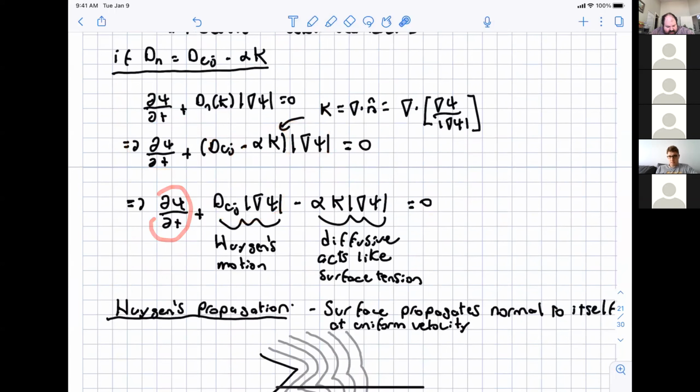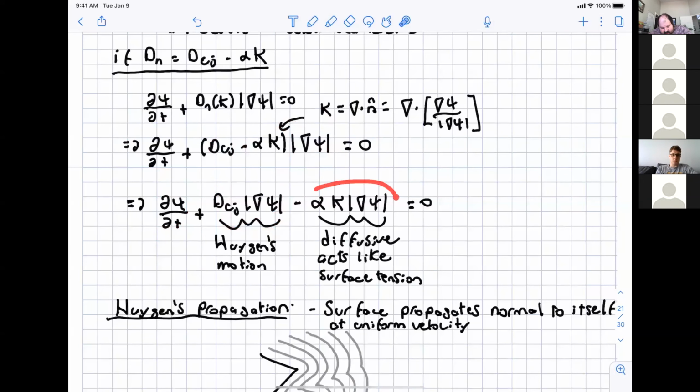What you'll find is that you have the time derivative here, and you have this portion here that propagates the detonation surface outward uniformly in the normal direction at the Chapman-Jouguet detonation velocity. This is basically called Huygens motion, and it conforms to Huygens' rule, and I'll discuss that next.